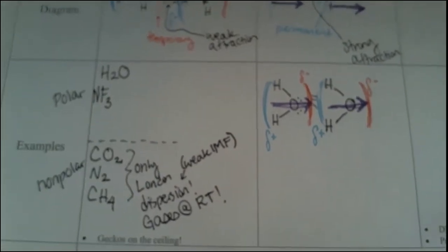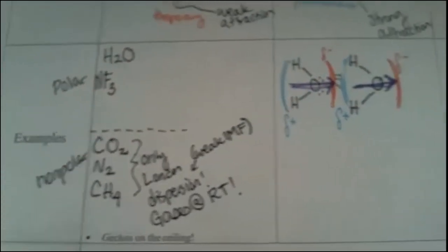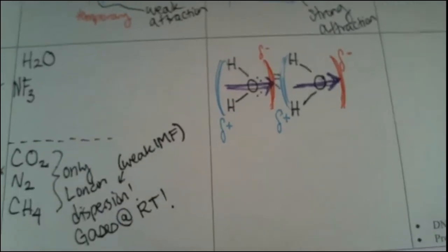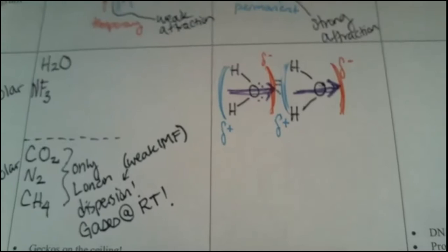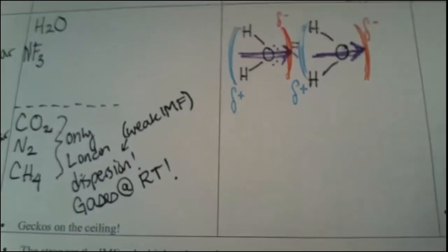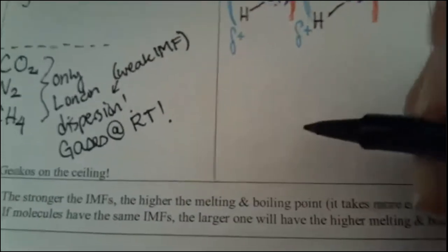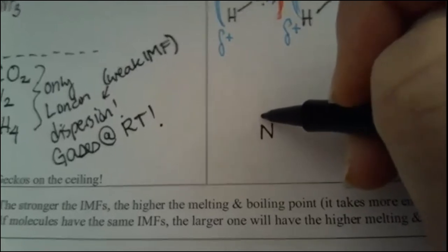Yeah, good. NF3 is another one that can display dipole-dipole forces. What I want to use though is NH3, because then we can also use that to illustrate the next intermolecular force, hydrogen bonding. So I'd like to use NH3. Let's draw the Lewis structure for NH3.